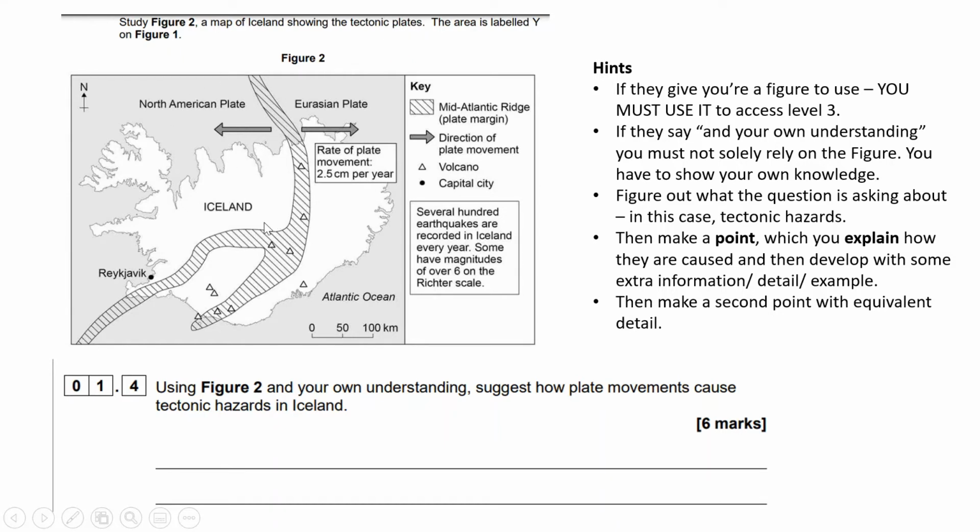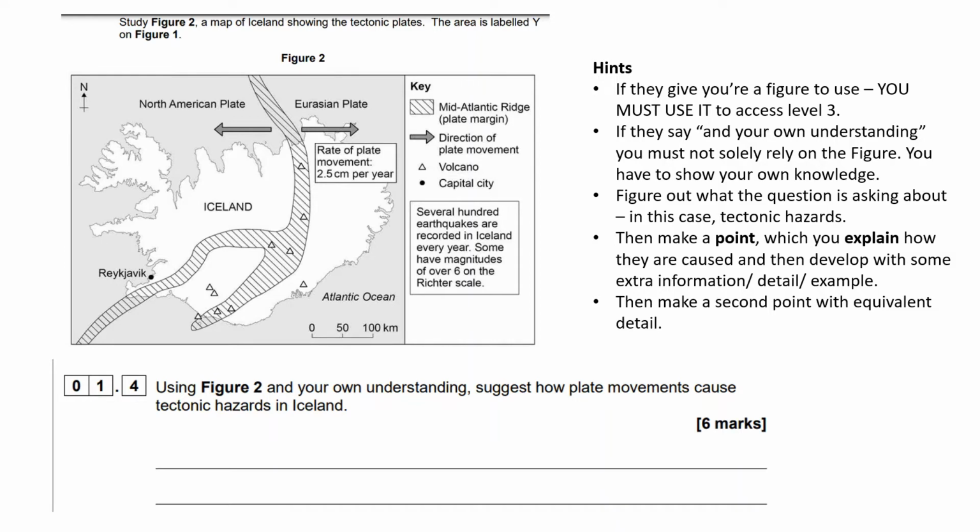Let me study it. It has information about the North American plate, that is here, the Eurasian plate, that is here, and then what do these arrows mean? Let me check the key. Direction of plate movement, fine. So Eurasian plate is moving to the east, North American plate is moving to the west. Oh, and here's an extra box of information. Rate of plate movement, 2.5 centimetres a year. Okay, extra information, not just there for prettiness, it's there because they might be encouraging you to use it.